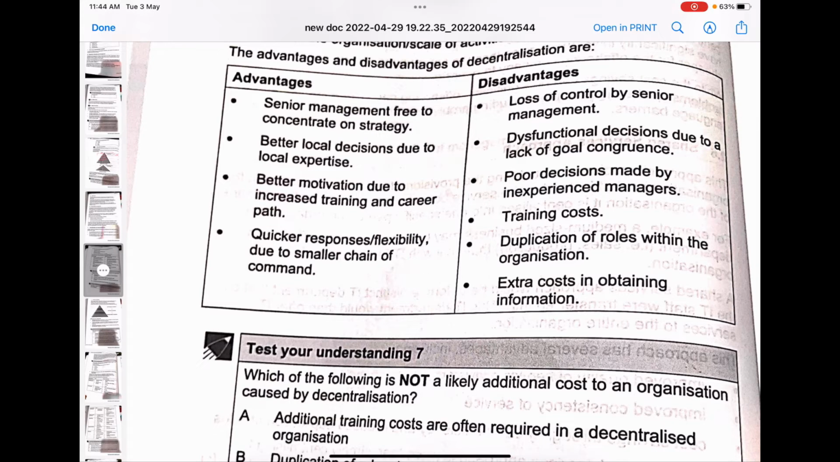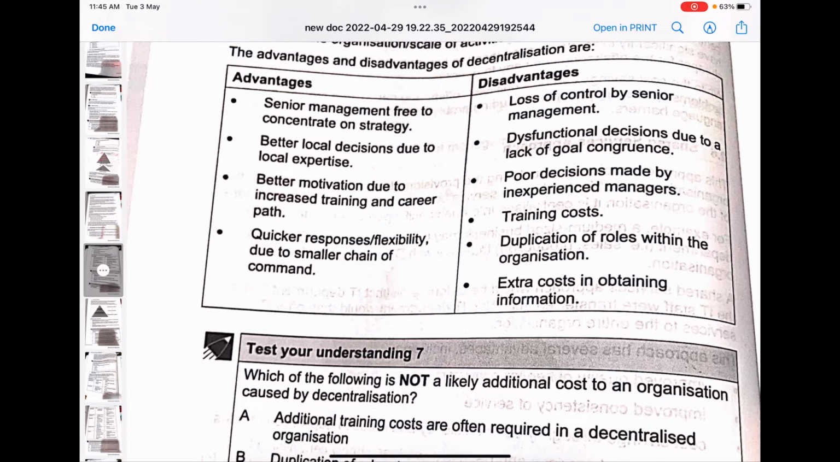Advantages of decentralization. When you decentralize the power, the senior management is free to concentrate on strategy. Better local decisions are made due to better local expertise. There is better motivation due to increased training and career path. When the authority is decentralized, they have a long way to go. Quicker responses and flexibility due to a smaller chain of command. Since I can make the decision at a lower level, the decision making process is done quickly.